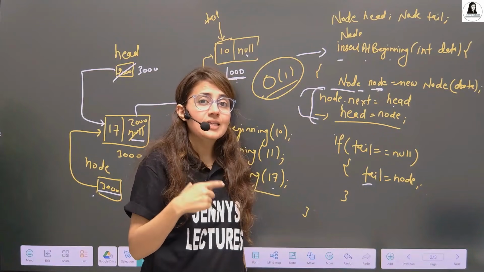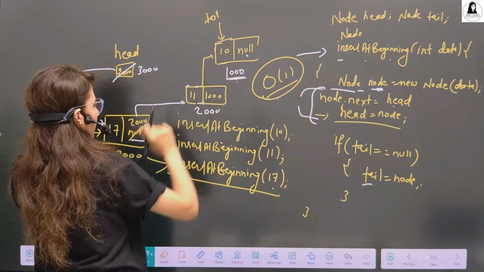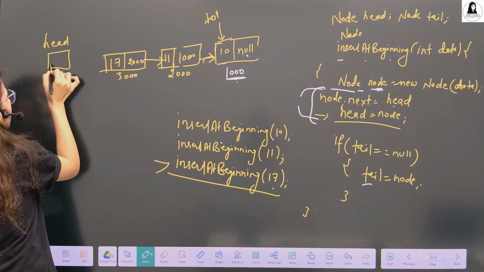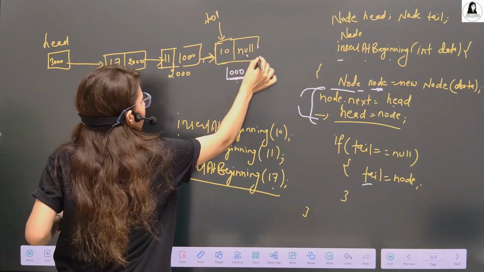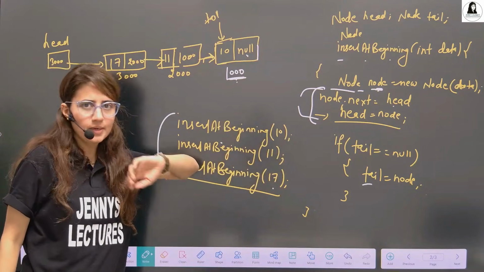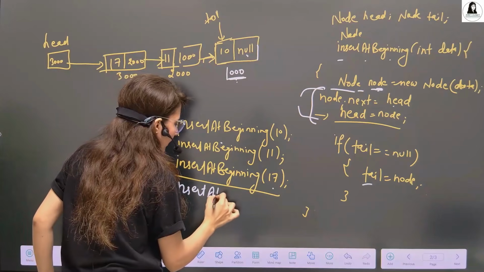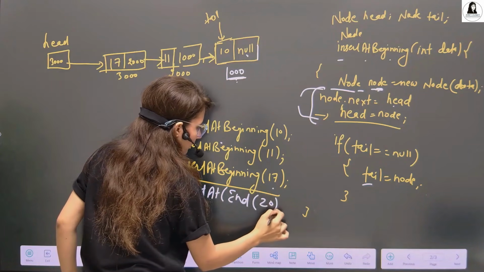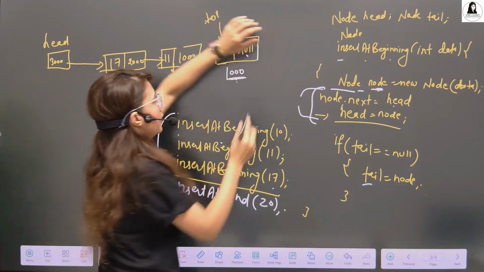If I want to insert at the end, then what will happen? Now, suppose this is my list. Let me change it a little bit. So this is my list. I have inserted this thing at the beginning. Now I want to insert at the end. Insert at end 20. Suppose this thing. Here I want to insert.